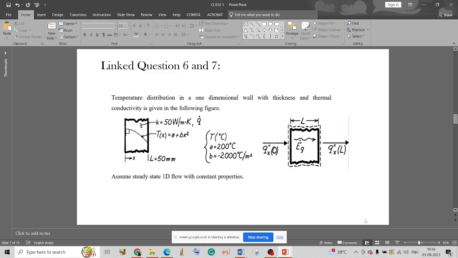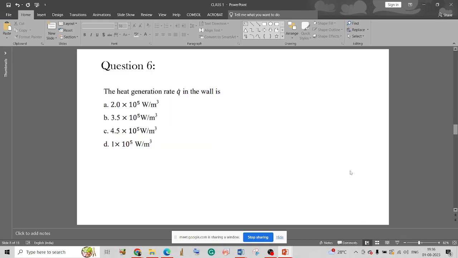Where A is 200 degrees Celsius and B is minus 2000 degrees Celsius per meter square. We assume steady one-dimensional flow with constant properties. For question number 6, we have been asked what the heat generation rate in the wall is, that is Q dot. We already know which equation we need to apply. Solve this; I am giving you 2 minutes and then we'll proceed with the solution.